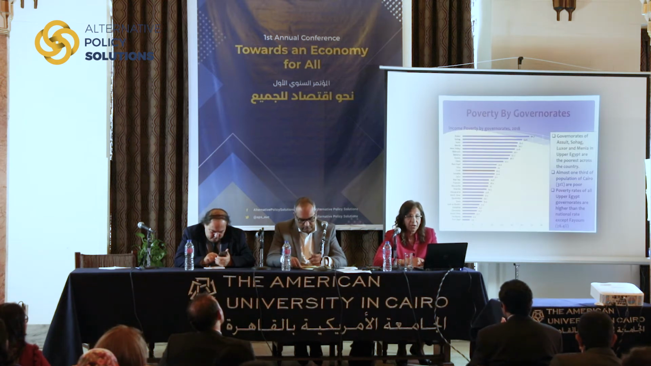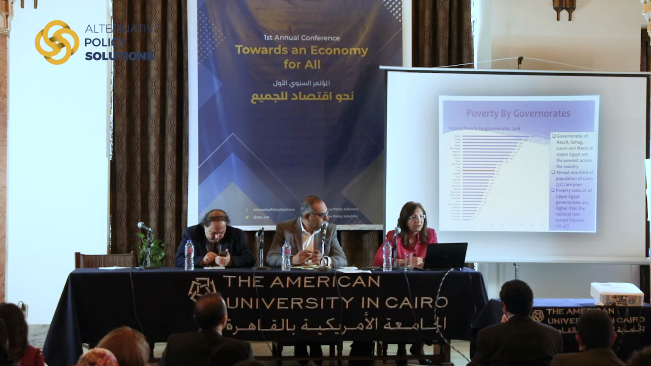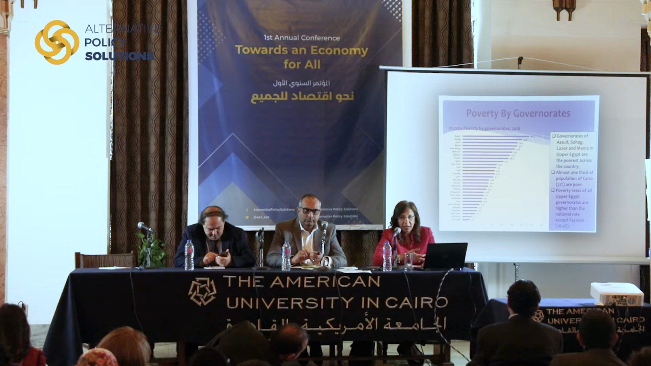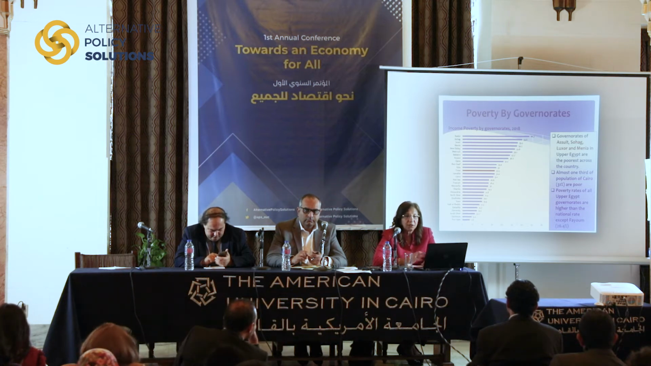For governorates, we found, which is expected also, that the governorates of Asyut, Suhag, Al-Qusr, and Minya in Upper Egypt are the poorest across the country. We found that in Asyut in 2018, 67% of the population are poor. Also in Cairo, almost 1/3 of the population, 31%, are poor. The poverty rate of all Upper Egypt governorates is higher than the national rate, except for Fayoum.